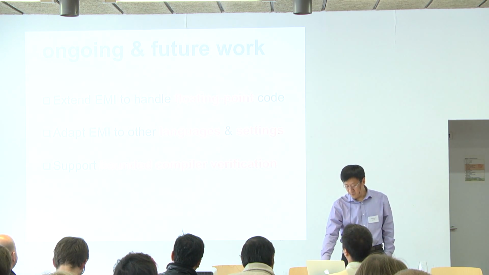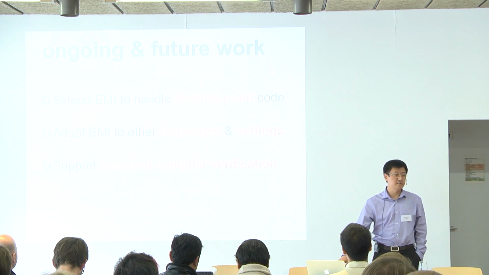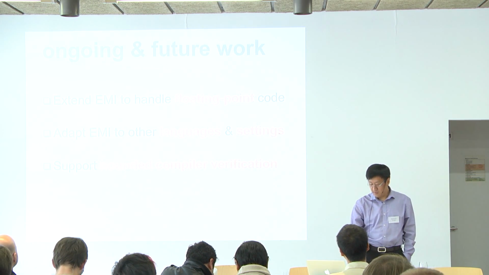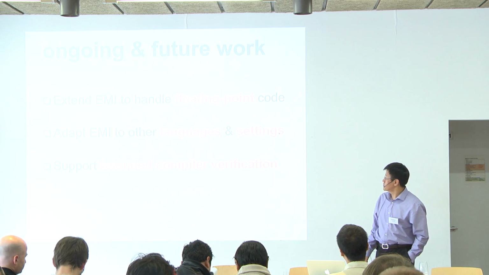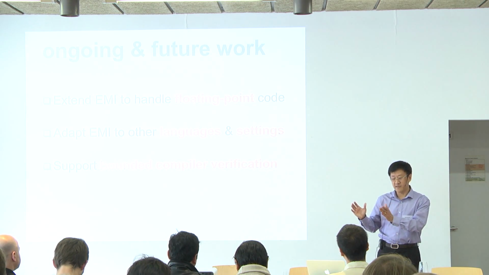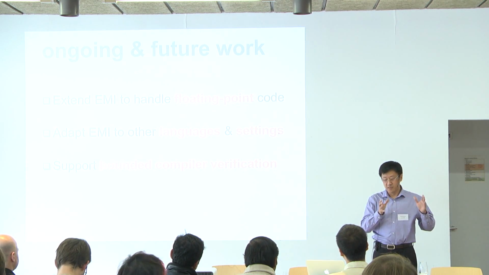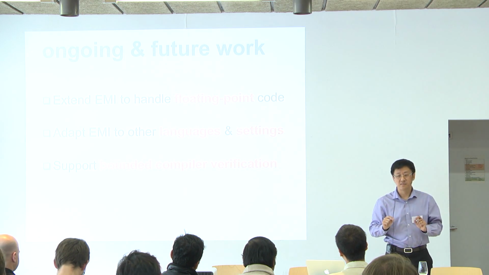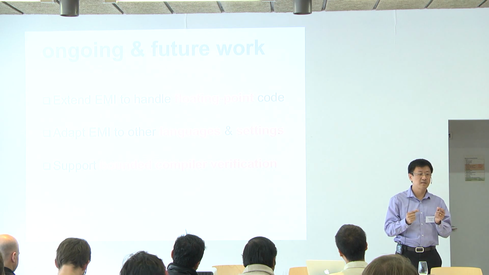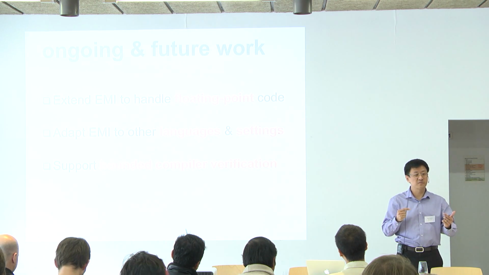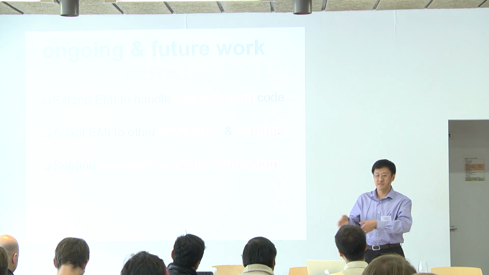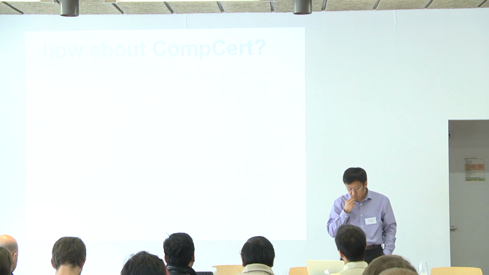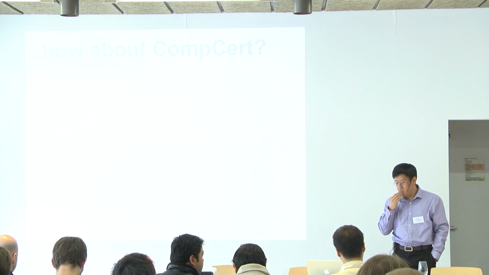The other one is adapting EMI to other languages and settings. We have also looked at JVM and various other languages. The last one I mentioned is trying to support bounded compiler verification. We have done the second piece of work. The first piece is, according to a language grammar, we generate token sequences up to a certain bound. From the token sequences, we can enumerate all the possible programs. So we decouple this into two phases. We have done the second phase. We need to combine that with the first phase. And at this point, many people probably also want to know, how about CompCert?